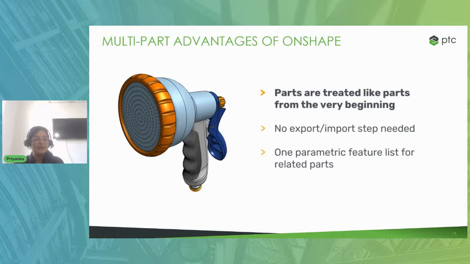Now let me switch to the software part of it and show you how the Boolean features and the bridging work in a multi-part studio. Let's get started with creating different parts. I will stop sharing my screen for a while, and let me share another screen with you, which is my software screen.